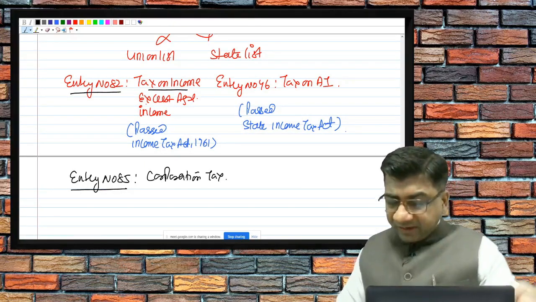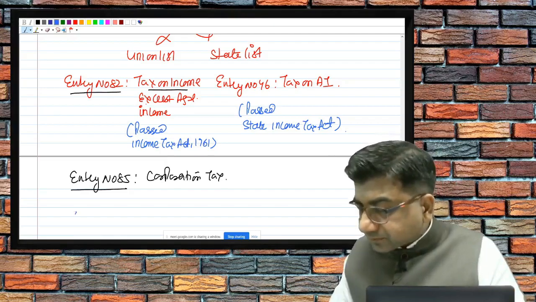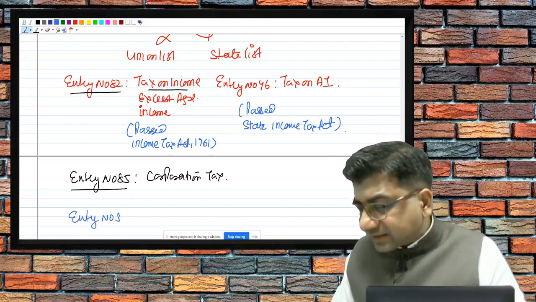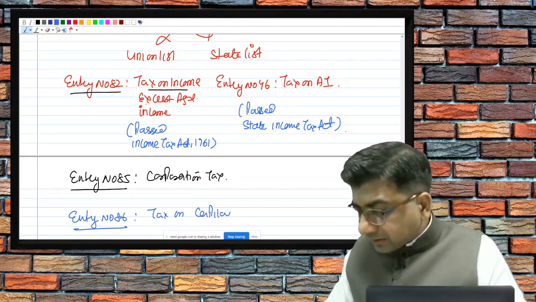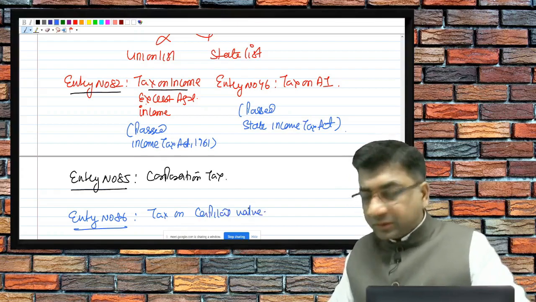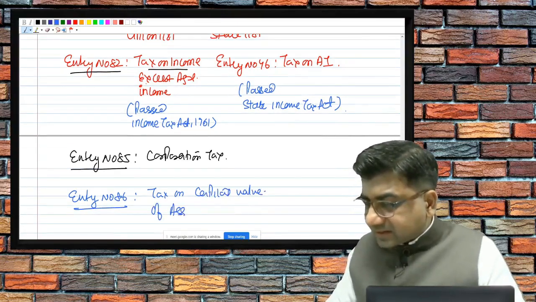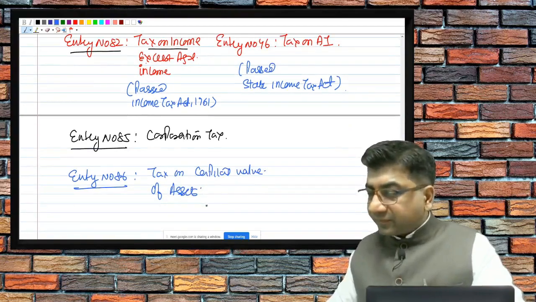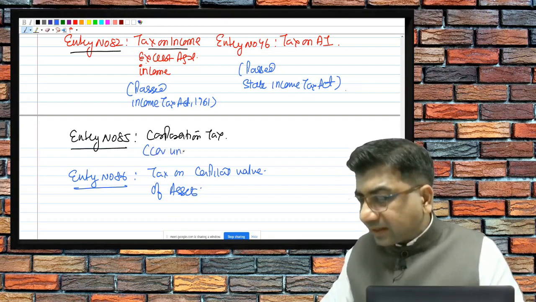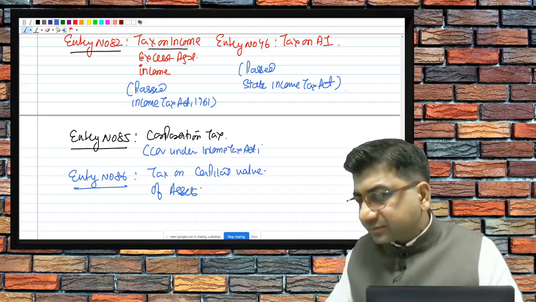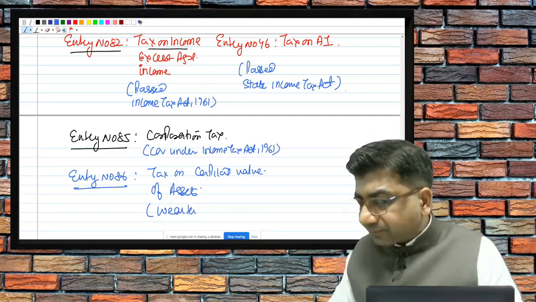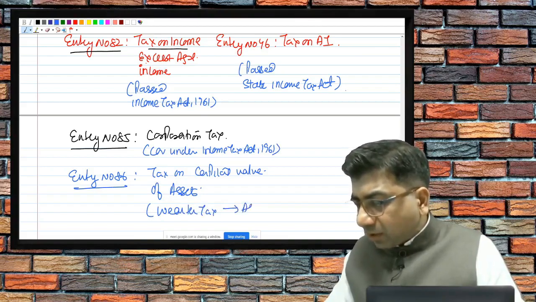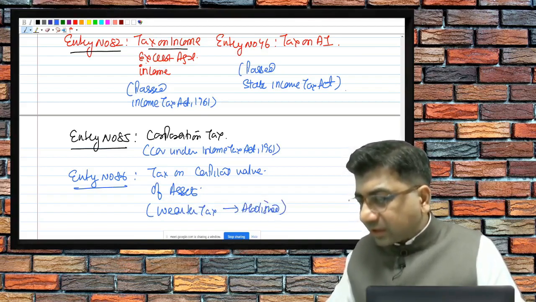Fine. There is one more entry of direct tax. This is entry number 86. Tax on capital value of assets, and this is covered under the Income Tax Act only. Tax on companies, Income Tax Act 61. And this was wealth tax, which has been abolished now and is not applicable.